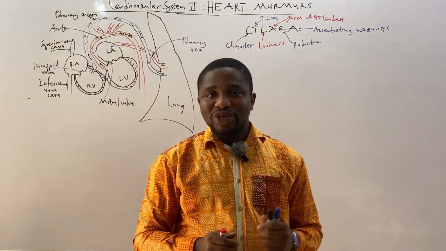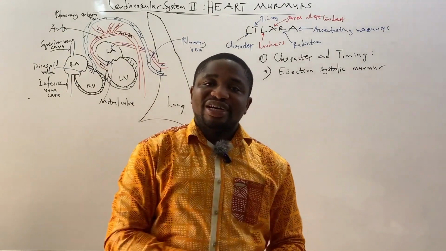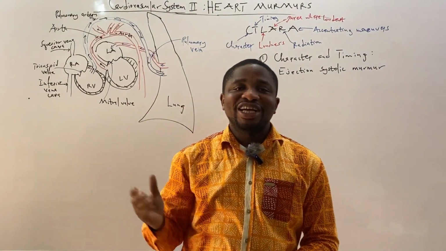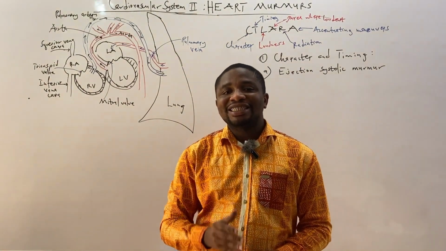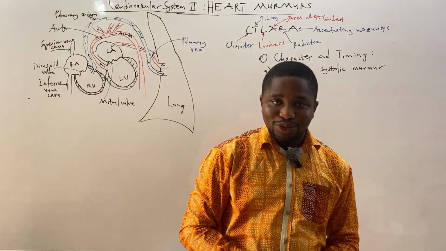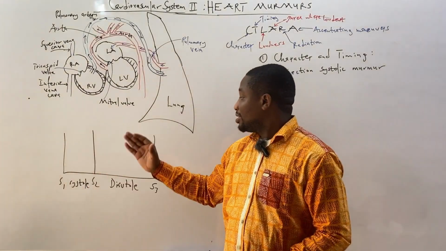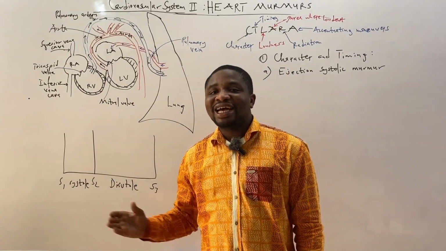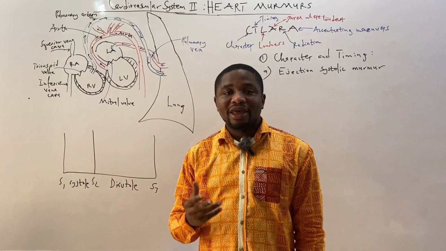So let's begin with the character and the timing. Before we look at the CTLARA technique, let's have a look at how the heart functions again. You should know that the heart cycle is comprised of the systole and the diastole. What I mean by that is that the heart contracts in systole and relaxes in diastole. It means the chambers of the heart, the atria and the ventricles.